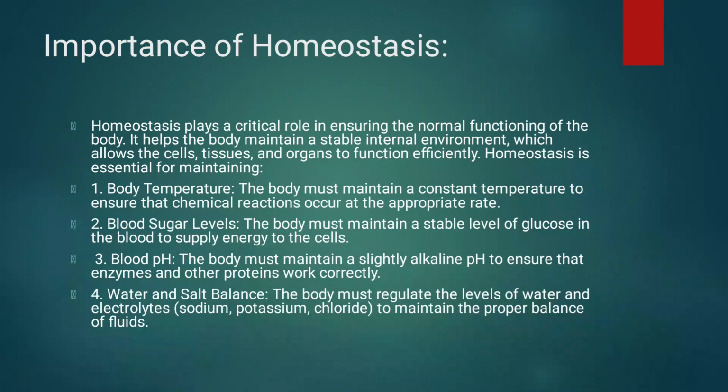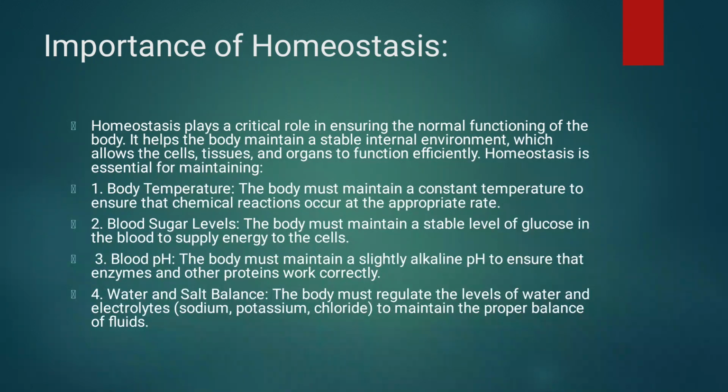The next thing is the importance of homeostasis. Homeostasis plays a vital role in the normal functioning of the body. It helps to maintain a stable internal environment, and only then will the cells, tissues and organs function very efficiently. Homeostasis is mainly needed for maintaining our body temperature. The body must maintain a constant temperature to ensure that chemical reactions occur at the appropriate rate.